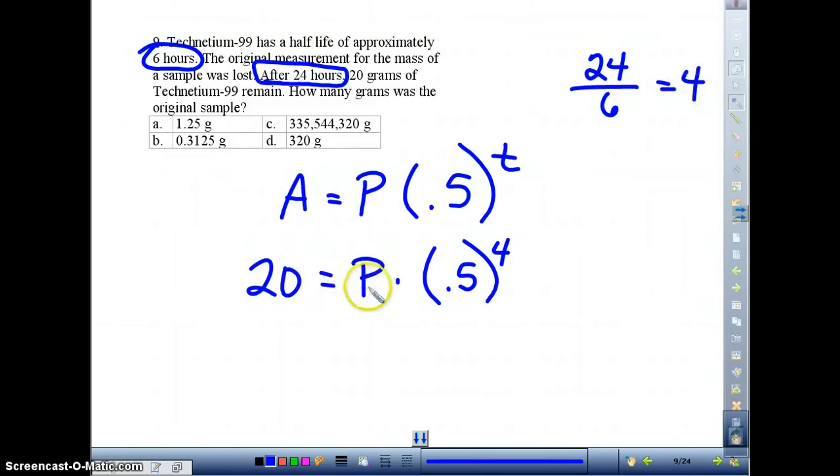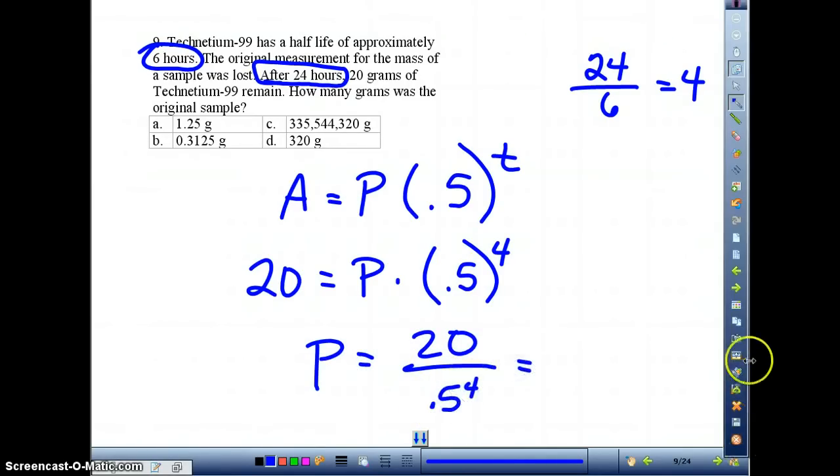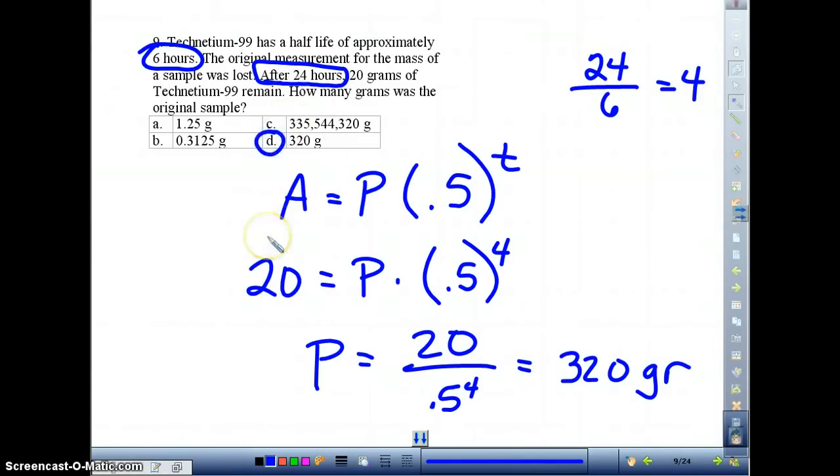Now we're going to solve for P. How do you undo multiplication by 0.5 raised to the 4? Yeah, you divide. So we've got 20 divided by 0.5 raised to the 4, and that gives you what? 20 divided by 0.5 raised to the 4th power. What'd you get? I got 320 grams. Answer choice D. Is that the correct answer? Check your answer bank.